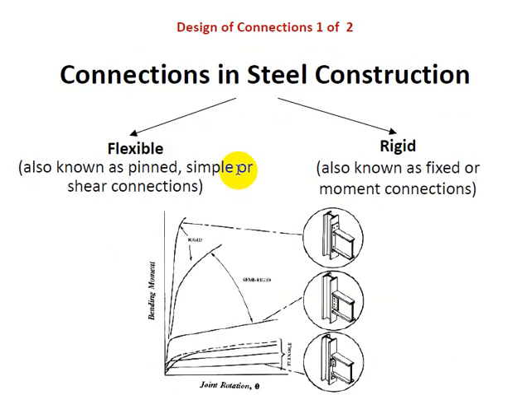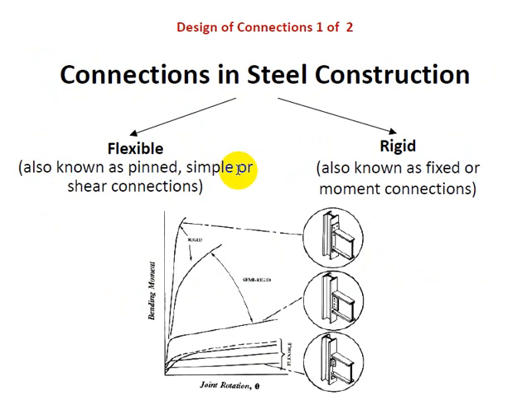So now let's move to the types of connection. Now we have connection in steel construction. There are two types of connection, basically, or two categories: whether it is a flexible connection or a rigid connection. The flexible connection is a pinned or simple or shear connection. Basically, this connection doesn't take moment.